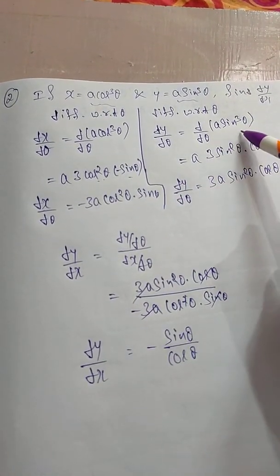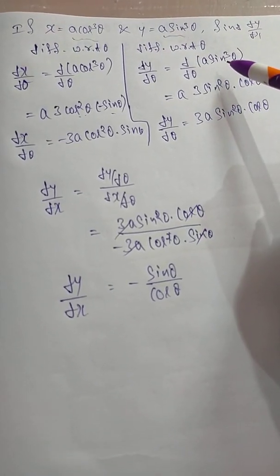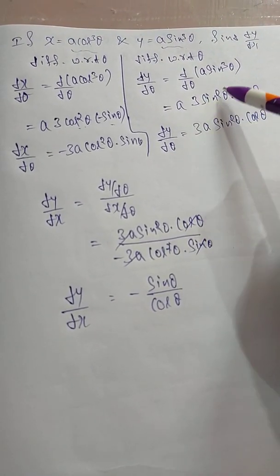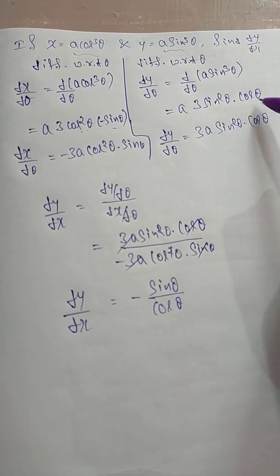Now the differentiation of a sin cube theta. Here a is a constant. The differentiation of sin cube theta is 3 sin square theta. Again the differentiation of sin theta is cos theta.